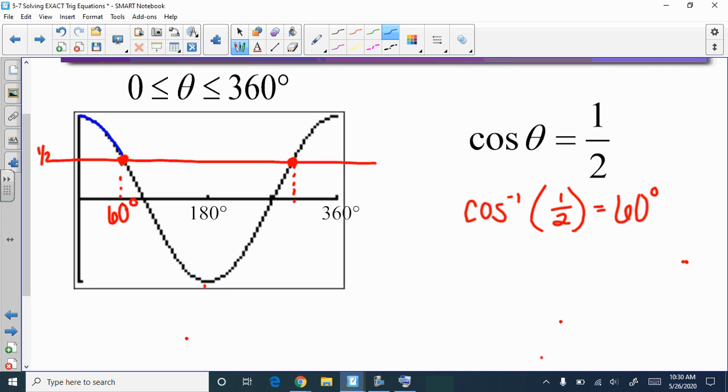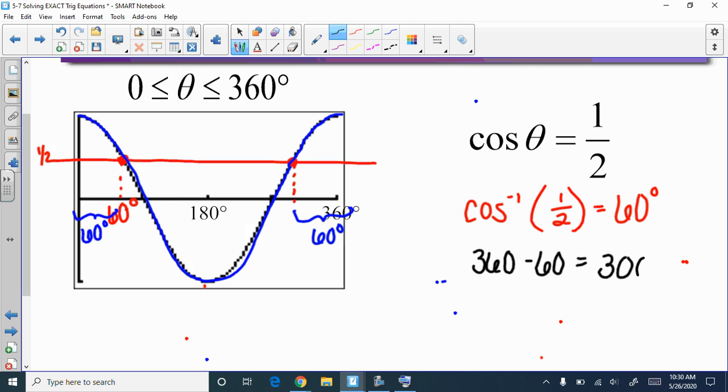Well, like sine, cosine has some symmetry as well, but it's on the entire domain between 0 and 360 degrees. If this angle right here is 60 degrees, then this angle here would also have to be 60. So instead of taking 180 and subtracting 60, we'd have to take 360 and subtract 60, and that would give us 300 degrees. So on a domain of 0 to 360 degrees, there are two solutions of when cosine of theta equals 1/2. Same thing when sine of theta is equal to 1/2.